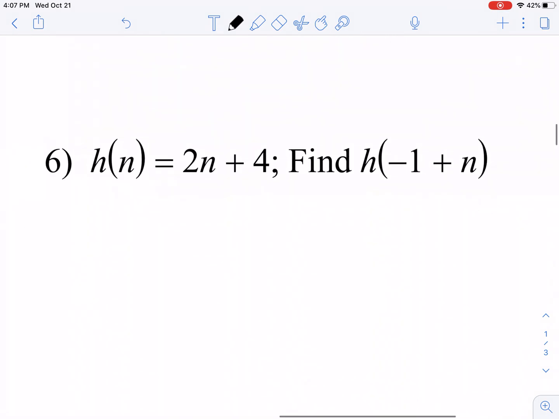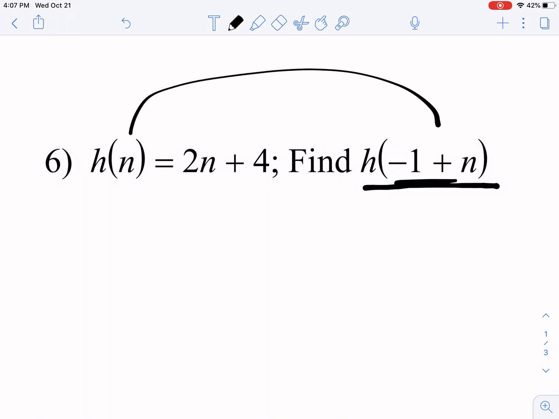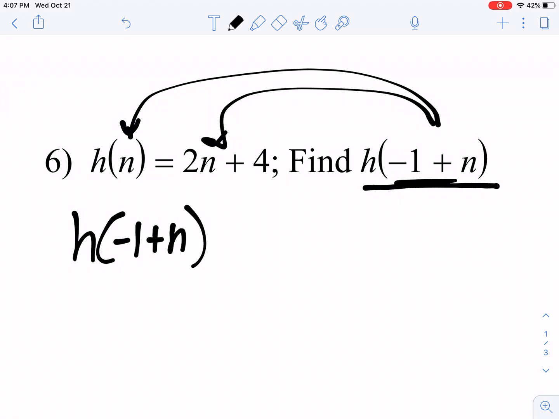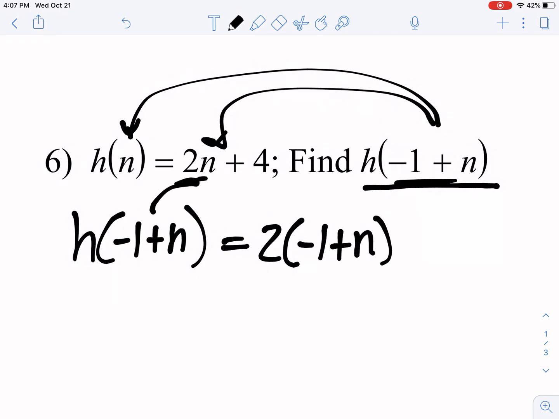So this says, I want to find the output h of a negative 1 plus n when my input is negative 1 plus n. Okay, so we're going to plug this whole thing in for each one of these n values. Okay, so we have h of a negative 1 plus n, that's what we're plugging into our function, is equal to 2 times a negative 1 plus n. Okay, so that's what we're substituting in or plugging in for our n here, plus 4.